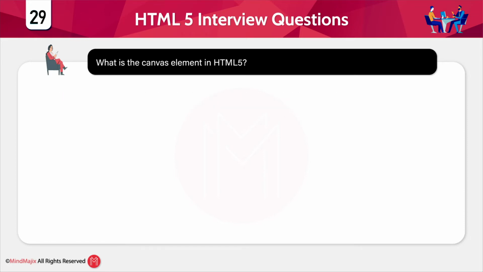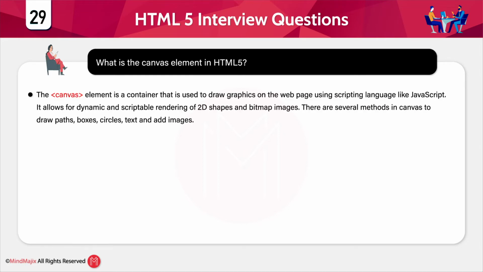Here's what is canvas in HTML5. The canvas element is a container that is used to draw graphics. If you want to draw a circle, you can do it using canvas. One of the features of HTML5 is canvas, which is used to draw graphics on the web page using a scripting language called JavaScript. See guys, it allows for dynamic and scriptable rendering of 2D shapes and bitmap images. There are several methods in canvas to draw paths, boxes, circles, text, and add images.